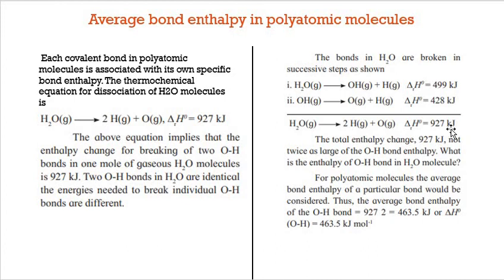For polyatomic molecules, the average bond enthalpy of a particular bond is considered. Thus, the average bond enthalpy of the O-H bond would be 927/2 = 463.5 kilojoules, or ΔH° of O-H would be 463.5 kilojoules per mole.